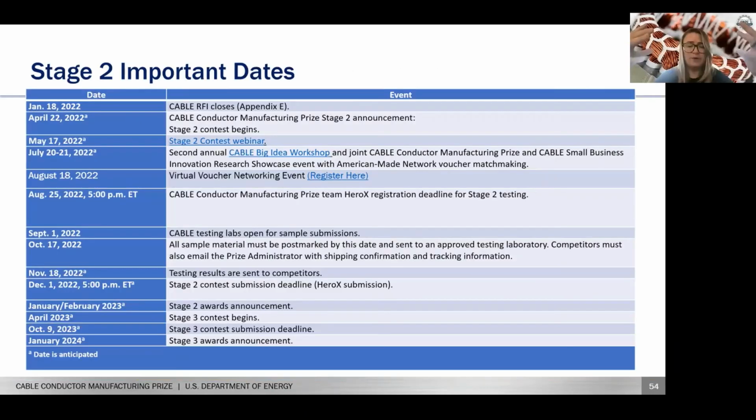Next slide. Obviously, that does not encompass everything that needs to happen. Again, read the rules. You'll see in here things like on August 18th, we'll be hosting that virtual voucher service provider networking event. We really want everyone to engage with that, but we'll be sending you reminders and updates as we move through stage 2 of this prize.